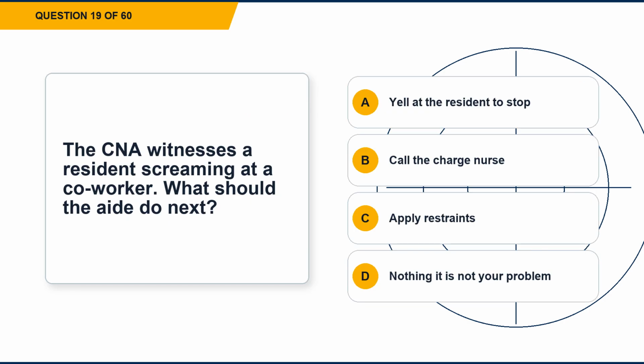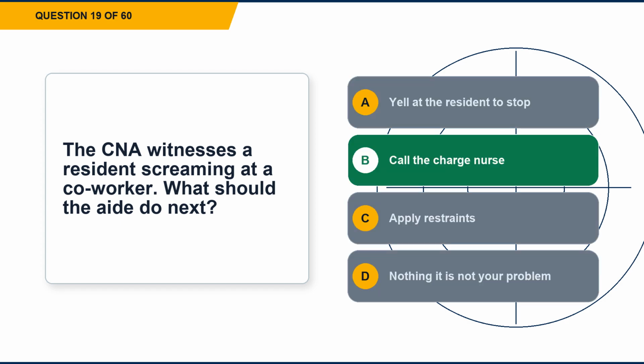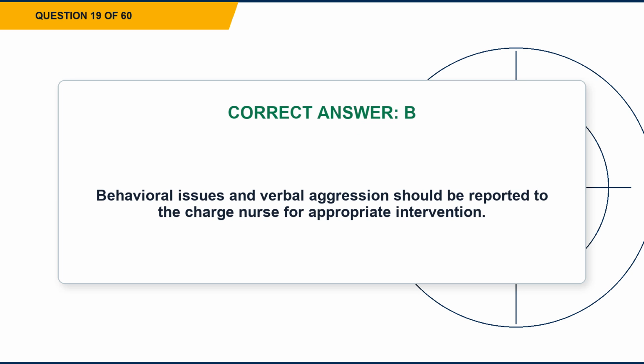Question 19. The CNA witnesses a resident screaming at a coworker. What should the aide do next? Option A. Yell at the resident to stop. Option B. Call the charge nurse. Option C. Apply restraints. Option D. Nothing, it is not your problem. The correct answer is option B. Call the charge nurse. Explanation. Behavioral issues and verbal aggression should be reported to the charge nurse for appropriate intervention.